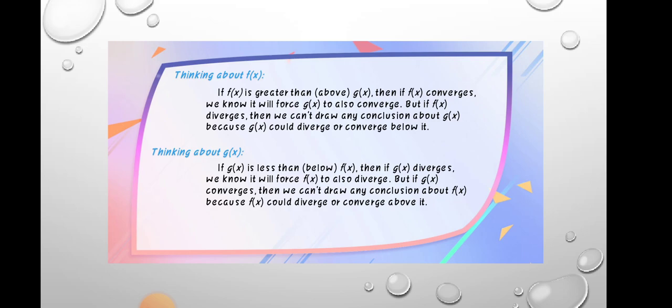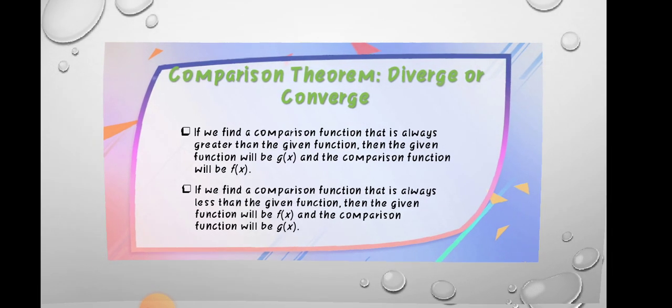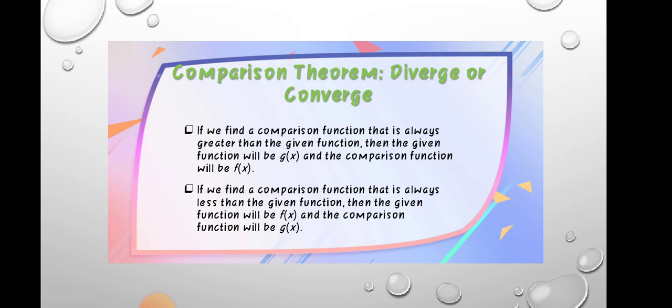So thinking about g of x, if g of x is below f of x, then if g of x diverges, we know it will force f of x to also diverge. But if g of x converges, then we cannot draw any conclusion about f of x because f of x could diverge or converge above it. So comparison theorem, diverge or converge.